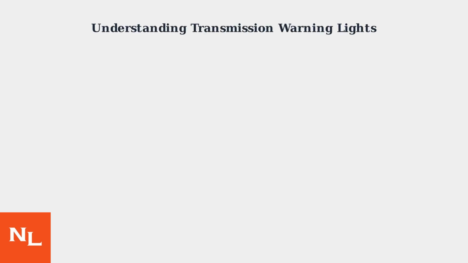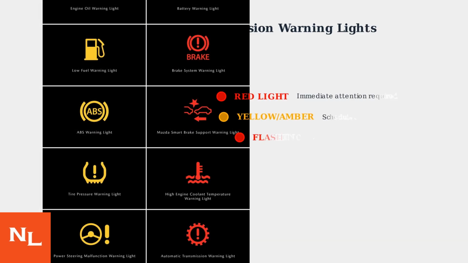Transmission warning lights are your vehicle's way of communicating potential problems with the automatic gearbox. Understanding what these lights mean can save you thousands in unnecessary repairs. There are three main types of transmission warning lights.